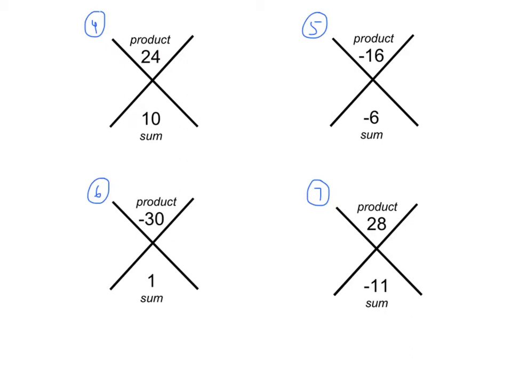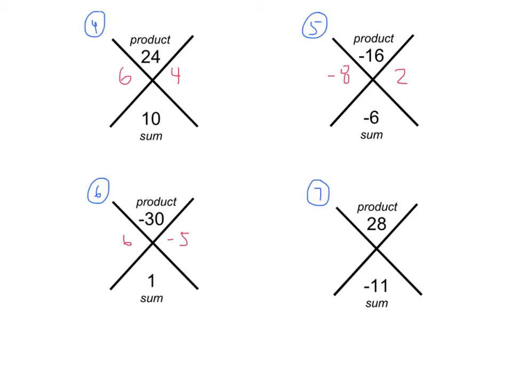Let's check your answers. Alright, for number 4, the two numbers would be 6 and 4, because 6 times 4 is 24, and 6 plus 4 is 10. Number 5, the two numbers would be negative 8 and positive 2, because negative 8 times 2 is negative 16, and negative 8 plus 2 is negative 6. Number 6, your two numbers would be positive 6 and negative 5, because 6 times negative 5 is negative 30, and 6 plus negative 5 is positive 1.